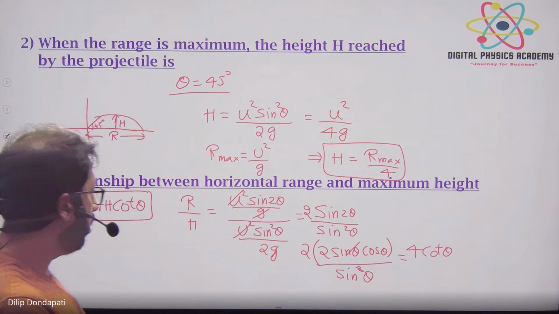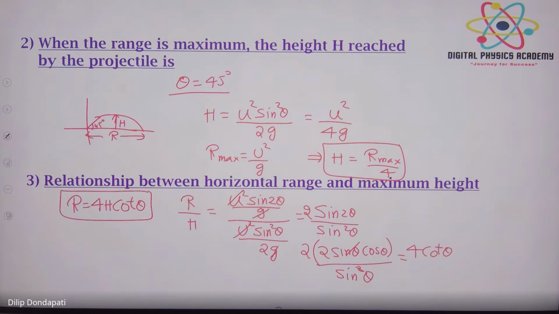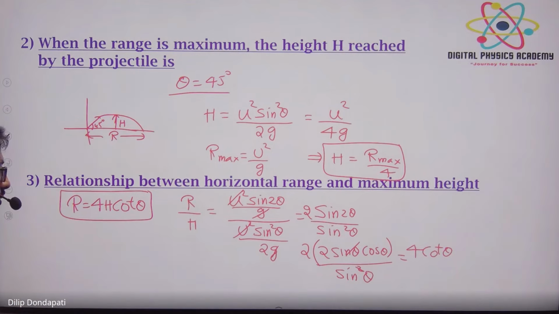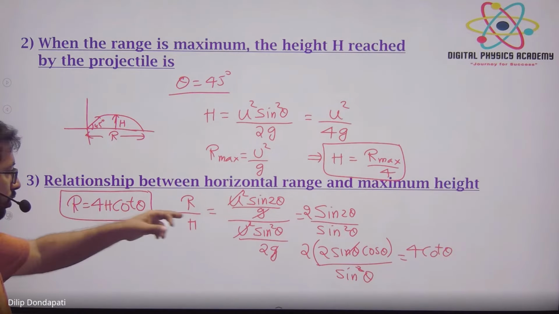Normal one: 4h cot theta. Sometimes questions like this are going to come up, you know. So this is the normal range, not R max. Not R max, normal range. That's why you use the normal formula only.